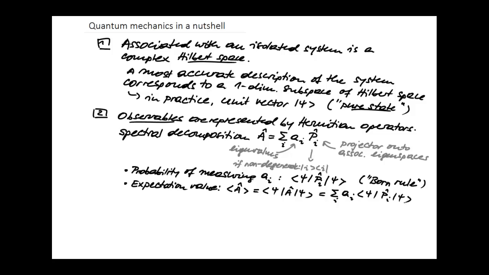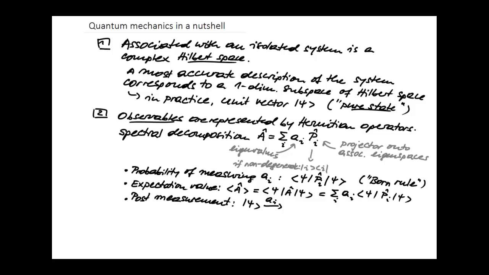And the final aspect that's still missing here is what happens to the state after a measurement, post-measurement. If prior to measurement you have pure state psi, and then you measure eigenvalue a_i, then subsequently you find the system in an eigenstate of the observable A, namely an eigenstate corresponding to the measured value a_i.